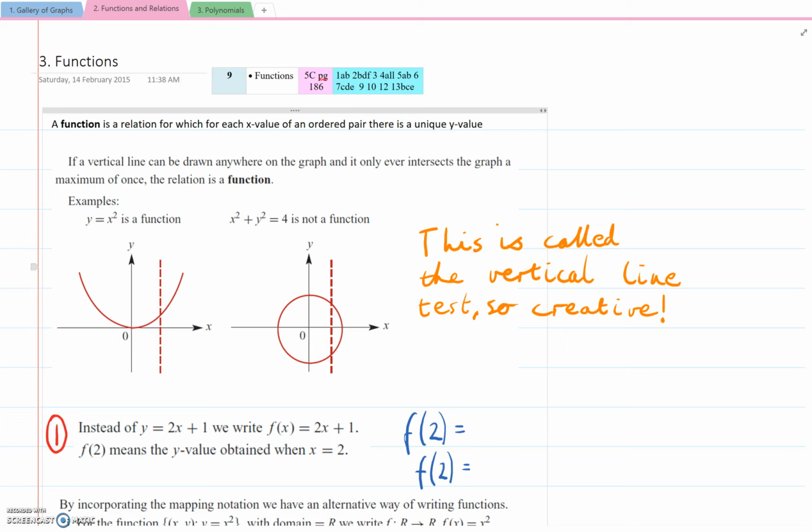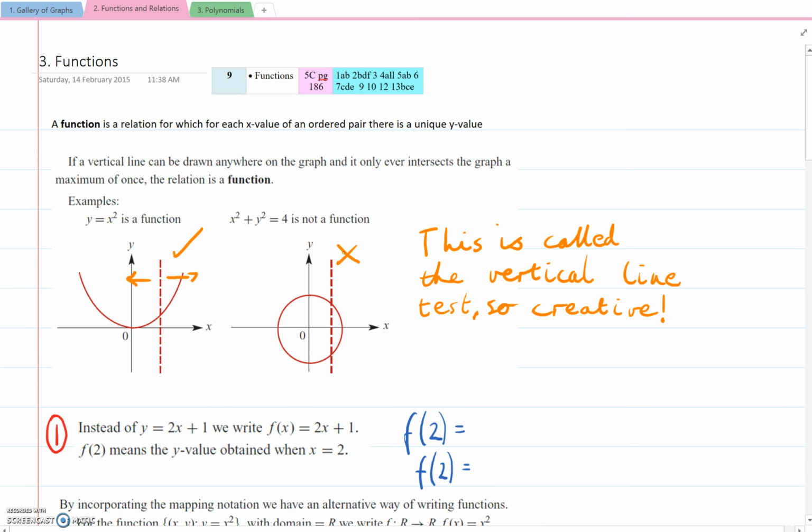Basically, if you can draw a vertical line and it only touches the function once at any point, no matter where you move that vertical line, then it is a function. So you can see here our vertical line for y equals x squared. This is a function because no matter where that line moved, right or left, it would only be touching this function once. Whereas here, this is not a function because a vertical line through this function would touch it twice. This is called the vertical line test, which you can imagine is very creative. So that's a good way to test whether something is a function or not.